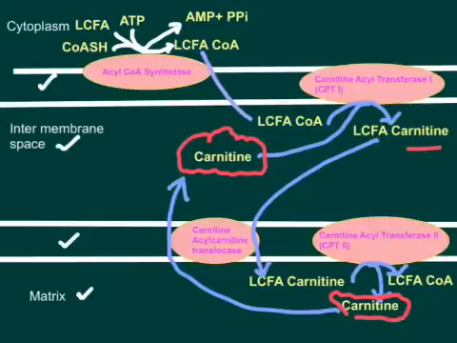So every time, carnitine will shuttle back and forth to bring long chain fatty acyl CoAs into the mitochondrial matrix. That is why this transport is called the carnitine shuttle mechanism, because carnitine is shuttling back and forth from the matrix of mitochondria into the intermembrane space every time it brings long chain fatty acids into the mitochondrial matrix for beta oxidation.